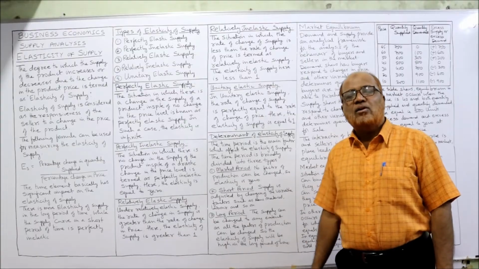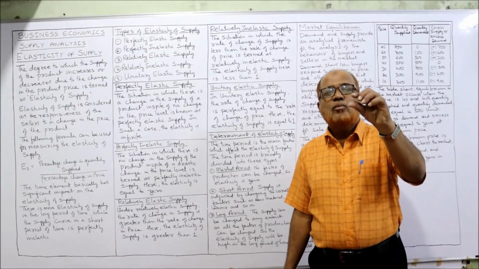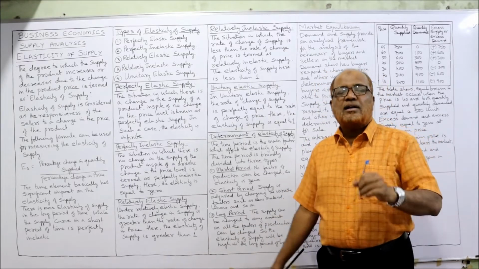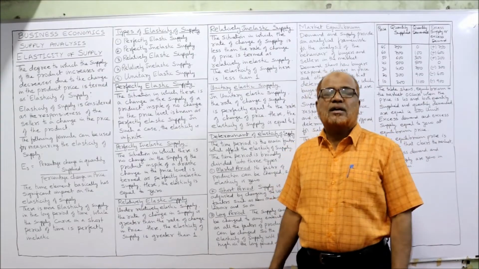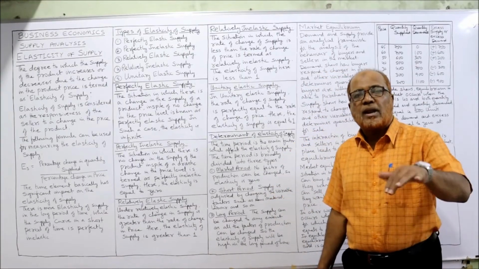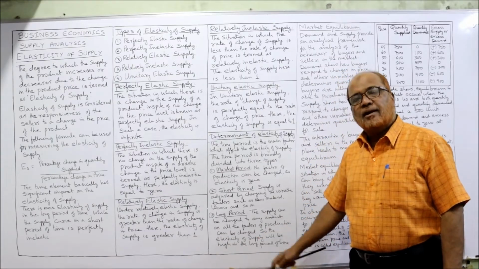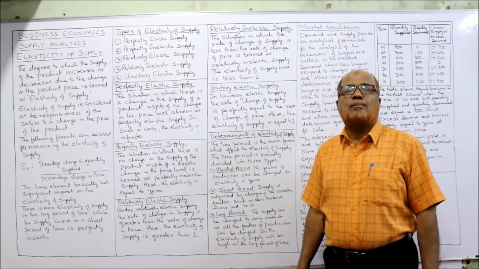In this case, the value of elasticity will be greater than 1 because numerator is more than denominator. In numerator, we are taking the change in supply. Denominator, we are taking change in price. Supply is more than price, more than 1. Greater than 1. Next one is relatively inelastic supply.